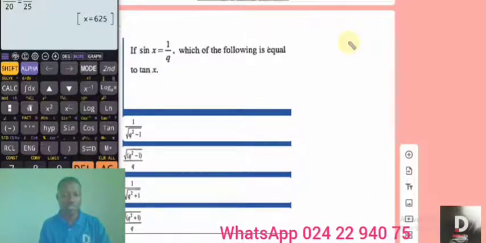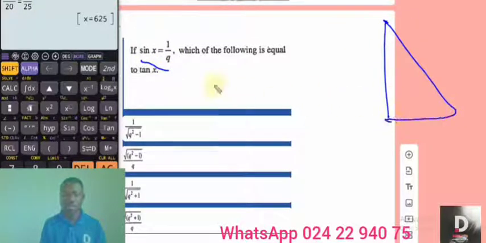Question 4 is similar to the first one we did. If sine x equals 1 over q, which of the following is equal to tan x? So you have to label this first. So let's label. What is sine? So write it down to be free. Sine x equals opposite over hypotenuse.